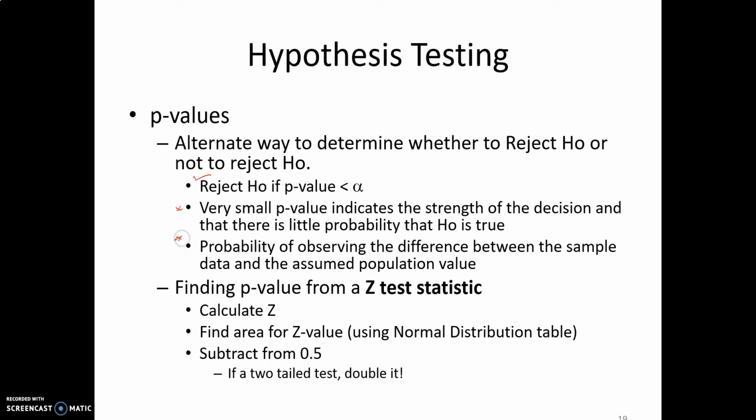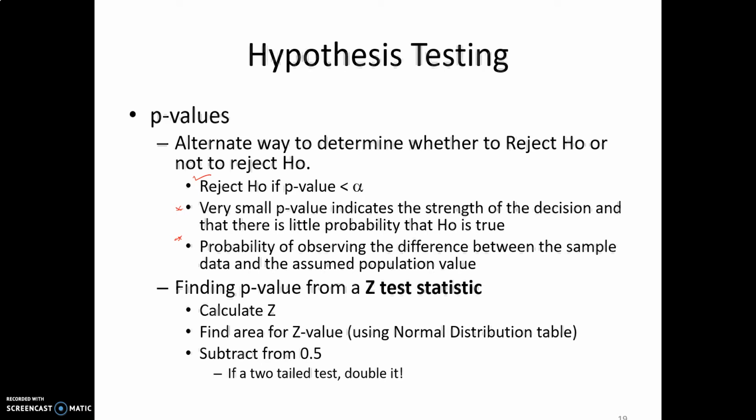The benefit and the use of the p-value: a very small p-value indicates the strength of the decision and that there is little probability that the null hypothesis is true. So a really small p-value is good because it basically tells us that there is a really small probability that the null hypothesis is true.